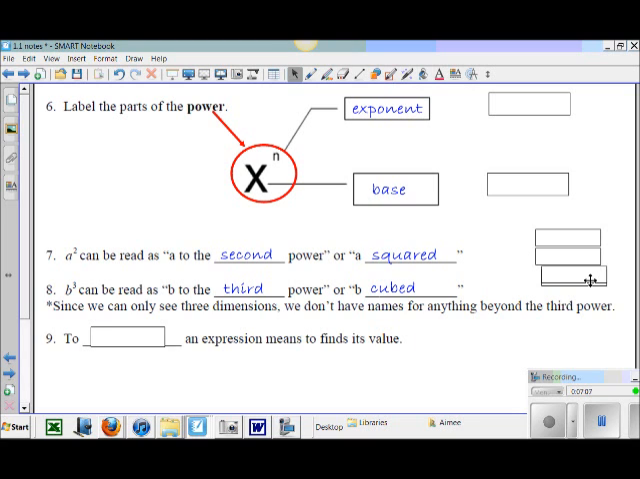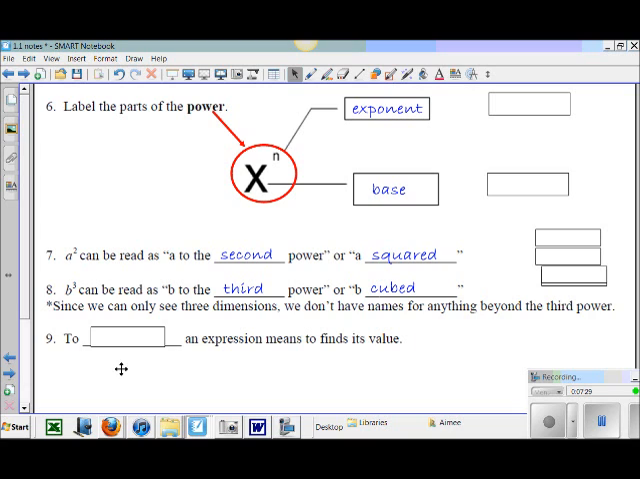Since we can only experience three dimensions at one time, we don't have names for anything beyond the third dimension. That's not to say that those dimensions don't exist. It's just the names that we give them in the English language. In mathematics, we do work with infinitely many dimensions in theory.